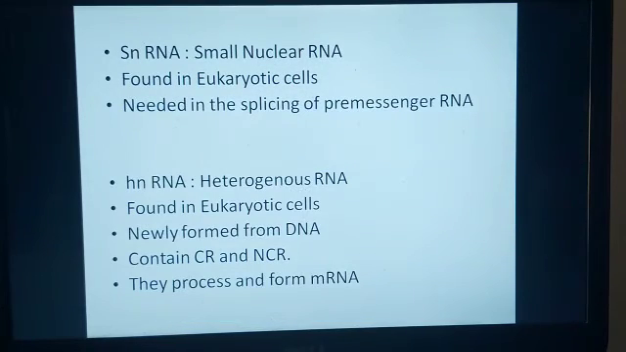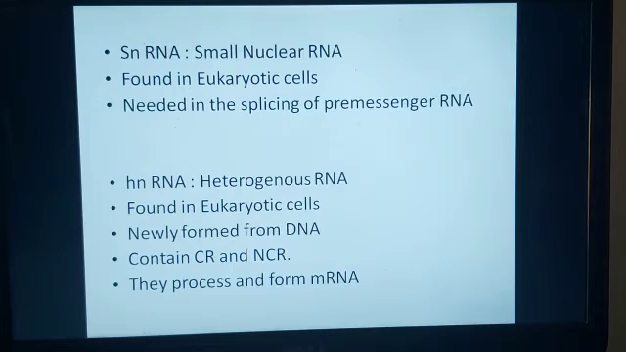There are 2 other RNAs mentioned in your syllabus. One is snRNA, the second is hnRNA. snRNA stands for small nuclear RNA. It is found in eukaryotic cells, and it is needed in the splicing of pre-messenger RNA. When the RNA is newly formed from the DNA, it contains many segments which are not required for the process of protein synthesis. Those regions which are not required are cut, and this step is done by snRNA.